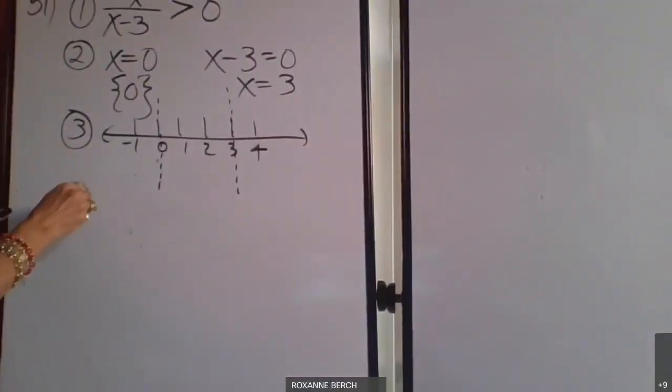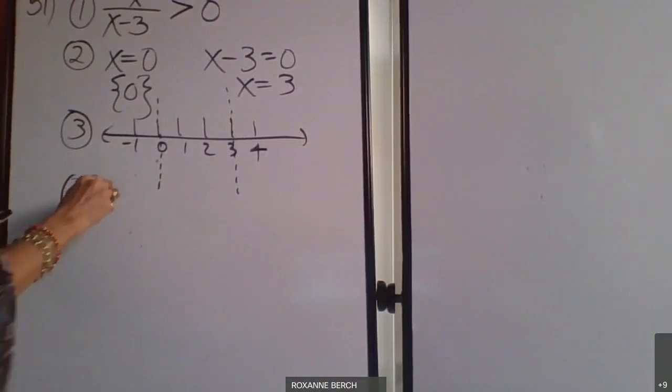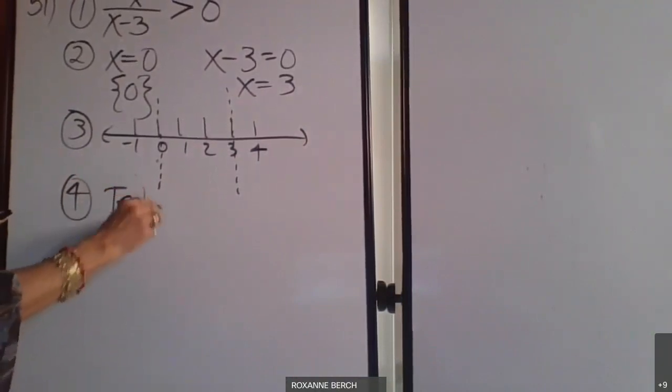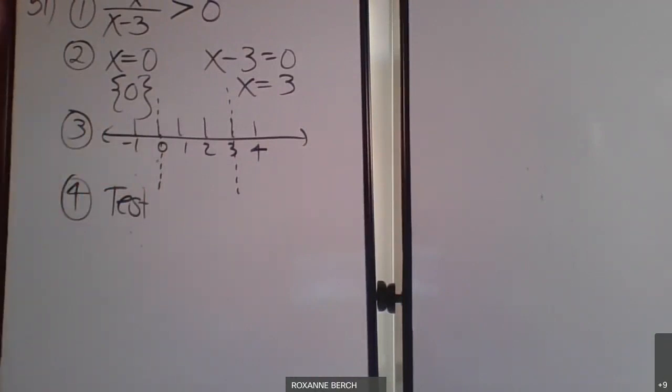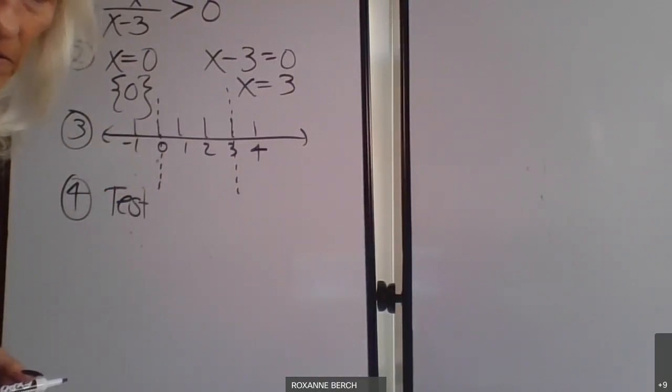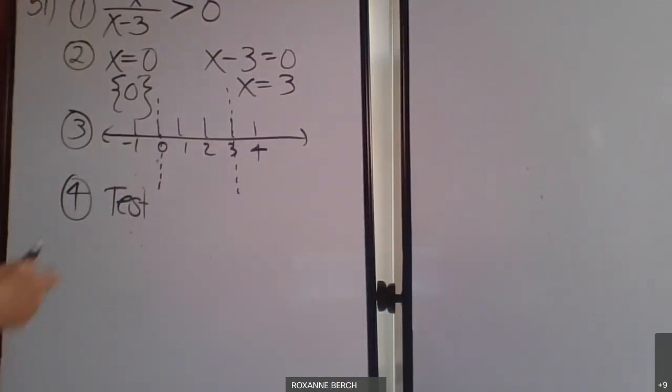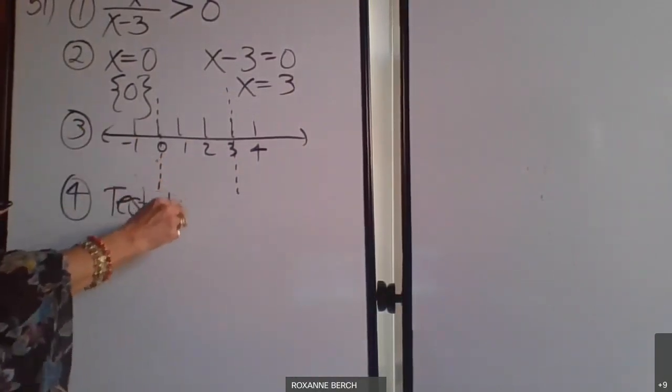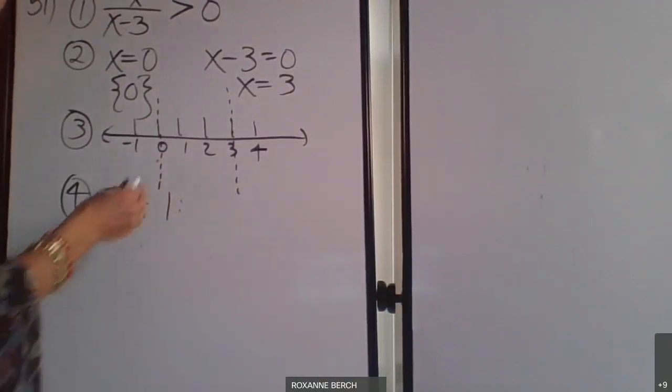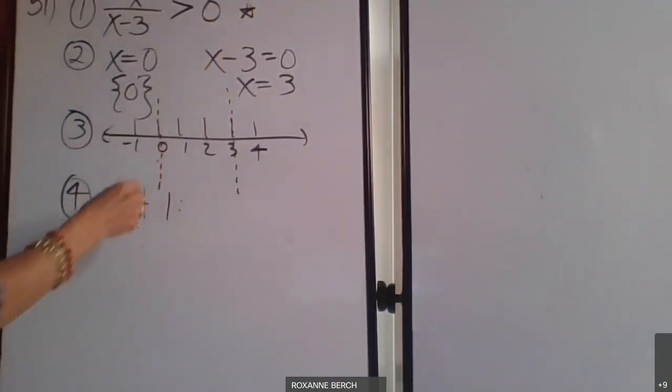So in step number 4, we're going to test some points, and this time I cannot test my favorite number 0 because it's a divider, it's a critical point. So you cannot test a critical point. So you have to test numbers on either side of the critical point. So I'm going to test it into this.